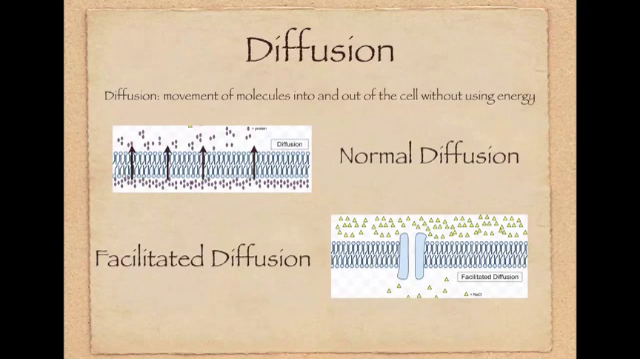And there's the facilitated diffusion, where the molecules, in this case sodium chloride, go from higher concentration to lower concentration. However, then they use the protein channels since they cannot go through the selectively permeable cell membranes.